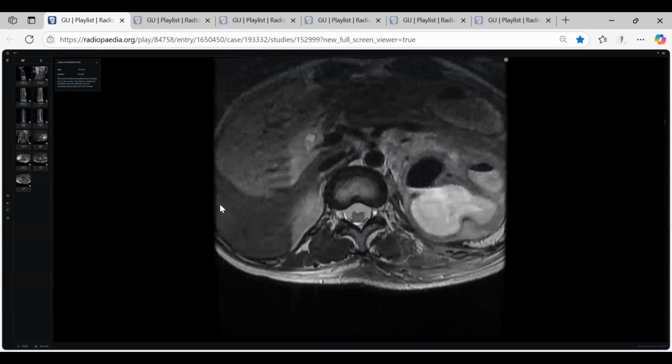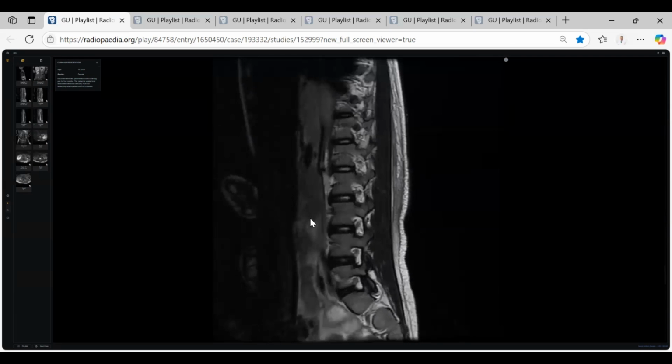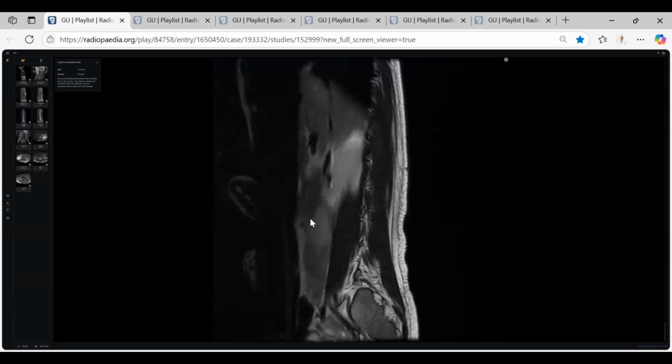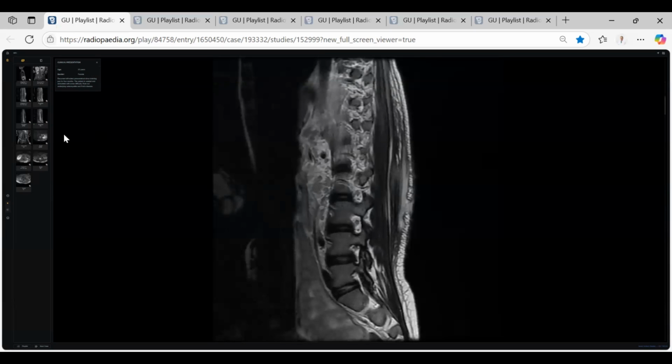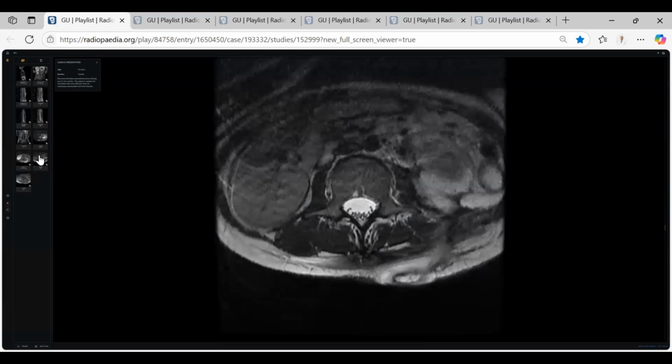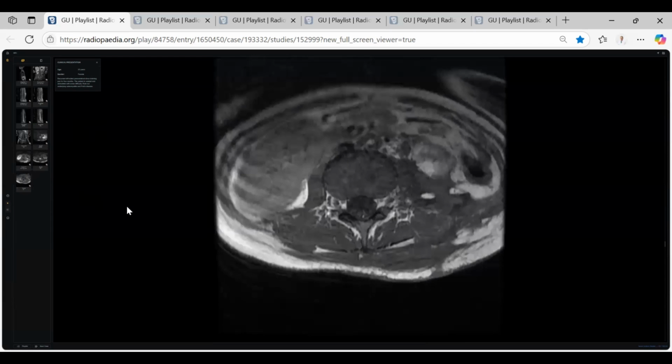Yes, there is thickening of the ureter as I go down. Why do you want to do ultrasound? Sir, if you revise the rest of the sequences, you will show something here. By the way, this is a contrast. This is supposed to be contrast.